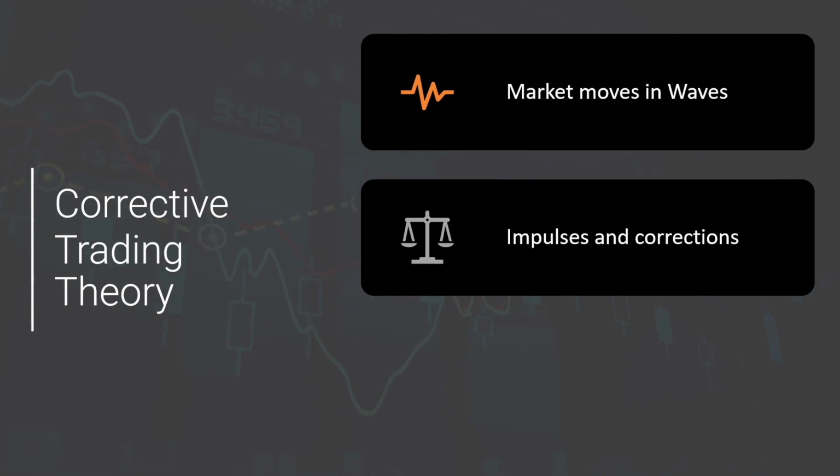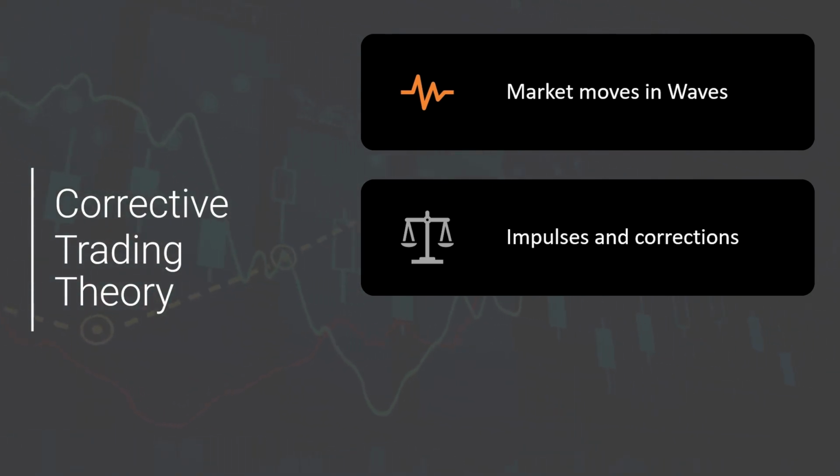After impulses, we have corrections. The market corrects. You might have heard this in Elliott Wave theory or other technical analysis theories. After impulses, there are corrections. Again, the market doesn't move in a straight line. The market pulls back. The market sometimes reverses. The market sometimes collapses when it hits a particular level or a particular price.